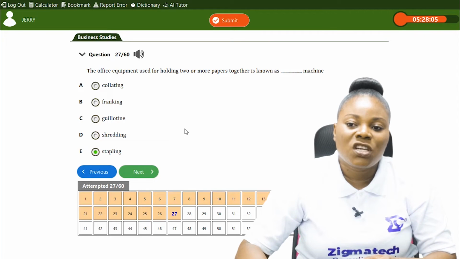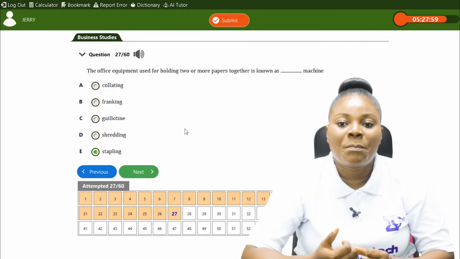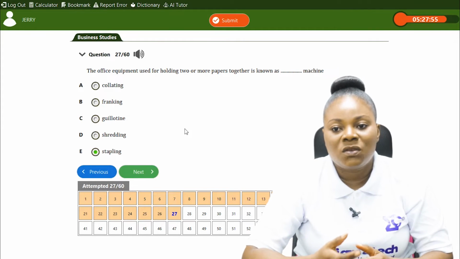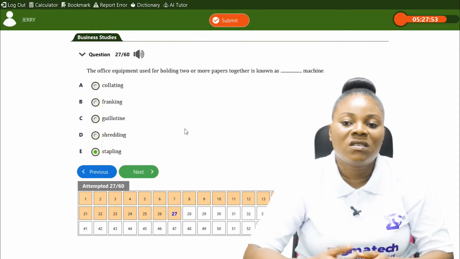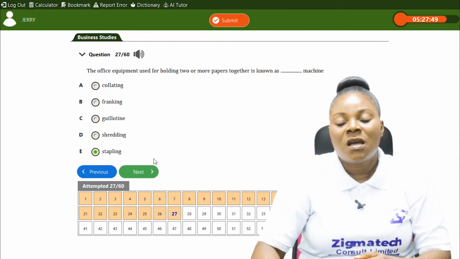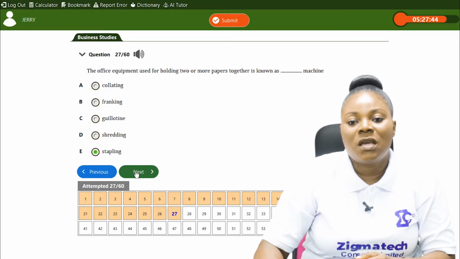The stapling machine or a stapler is that office equipment that uses a pin to hold two or more papers together. It's a machine that uses a pin to hold two or more papers together. So the appropriate answer here is option E.